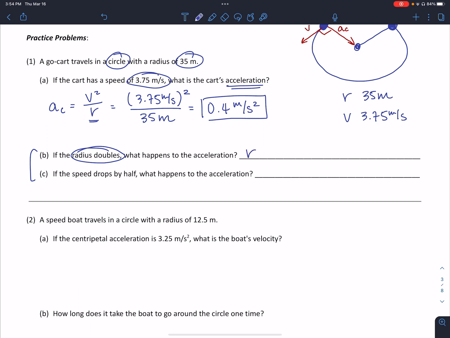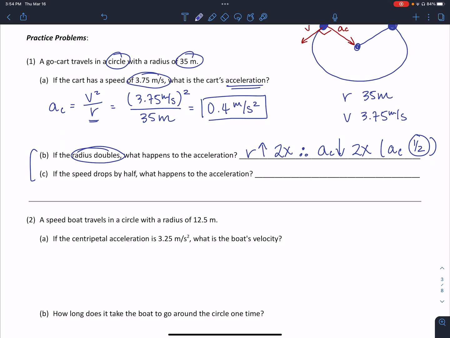If I increase that radius by 2, then I'm going to see a decrease in my acceleration by the same amount, by a factor of 2. So it'll decrease 2 times. In other words, the acceleration will be half of what we saw before. So those two are inversely related. As one goes up, the other goes down.